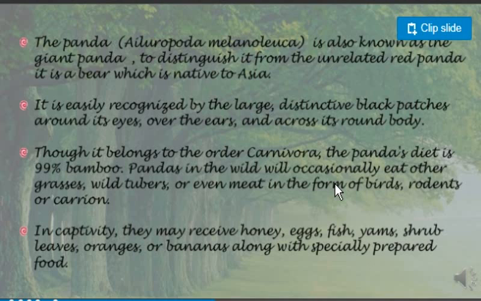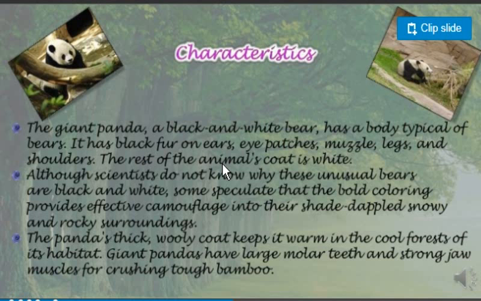The panda's diet is 99% bamboo. Pandas in the wild will occasionally eat other grasses, wild tubers, or even meat in the form of birds, rodents, or carrion. In captivity, they may receive honey, eggs, fish, yams, shrub leaves, oranges, or bananas along with specially prepared food. So in the slide you can see and read the characteristics of the panda.